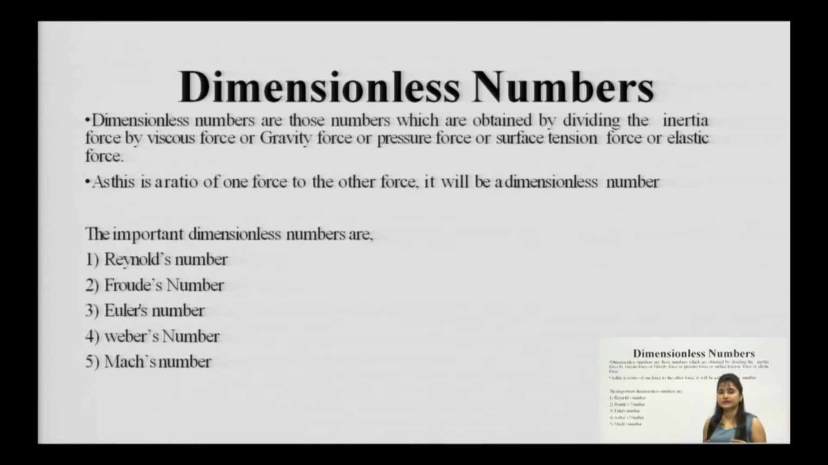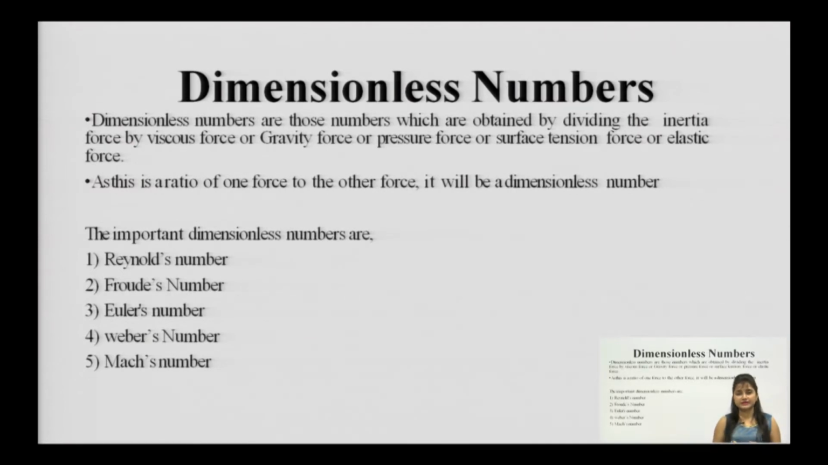subcritical, supercritical and critical flow, and sonic, supersonic, subsonic flow, there we came across Reynolds number in the case of laminar, turbulent and transition flow, then Froude's number for critical flow, and then Mach number, that is nothing but the ratio of velocity by velocity of sound, V by C. So, there I have given a brief detail about dimensionless numbers.